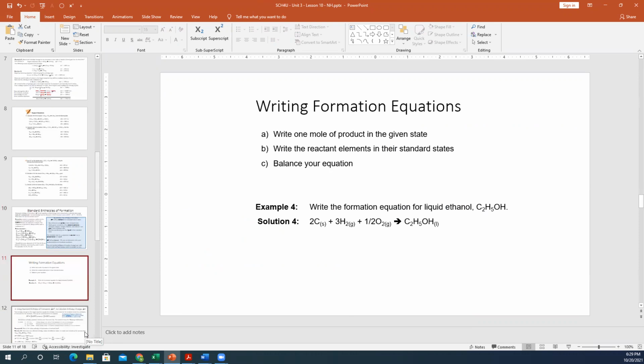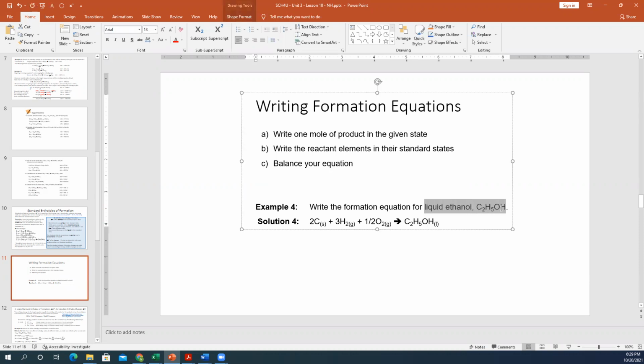So how do we write these formation equations? We can first write 1 mole of the product in the given state. Then we can write the reaction elements in their standard states. Then we can balance our equations. So let's look at an example. For example, here's our 4th example in this lesson. Write the formation equation for liquid ethanol.